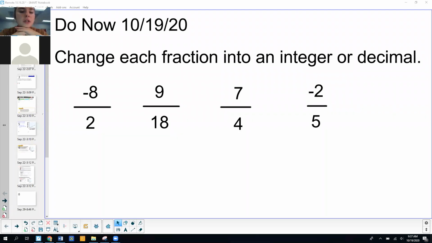Morning, Nicolasa. We are working on our do now, so go ahead and write down these fractions. You're working on changing each fraction into an integer or decimal. And all you have to do is take your calculator and divide the top number by the bottom number. And we're going to get an integer or a decimal. So go ahead and start working on those. We'll go over them in about 1 more minute.